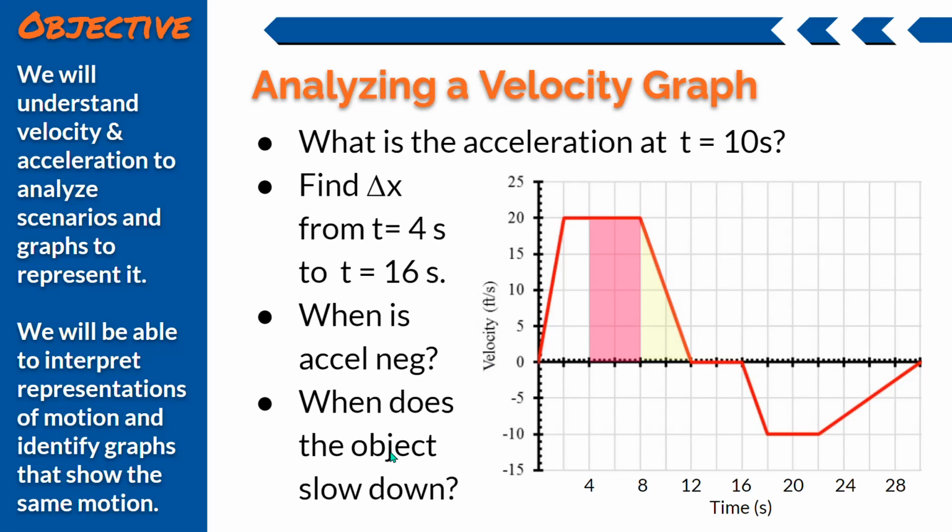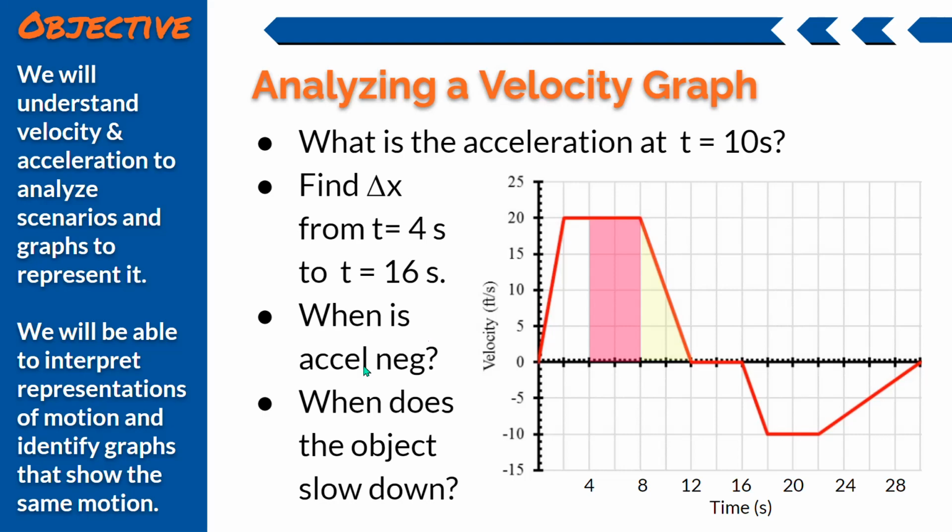When does this object slow down? What do y'all think? When it gets closer to 0. From 8 to 12, this is slowing down. But so is this, from 22 to 30. Okay, so again, slowing down doesn't mean negative slope. It just means getting closer to 0.